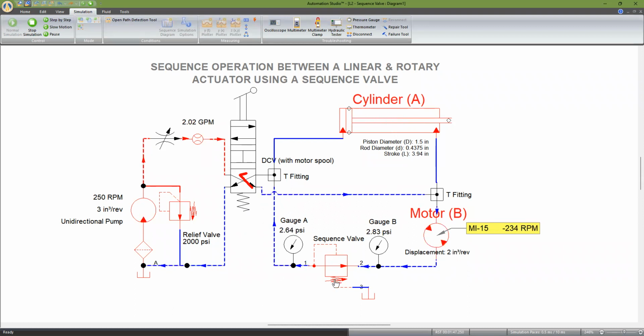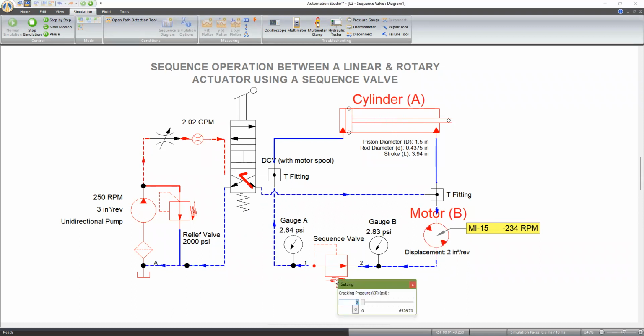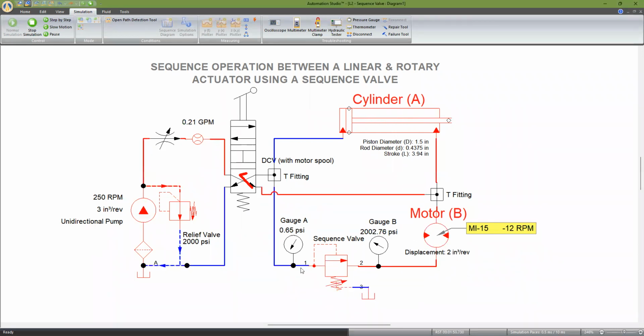This is because I did not put any resistance in the sequence for the pilot to work on. So now I'm going to put a significant value: 200 psi pressure needs to be created on this upstream side, which will then pilot this spool open, and then only the motor can run. And that will happen when this branch has a lot of pressure. And that is possible when extension is fully done.